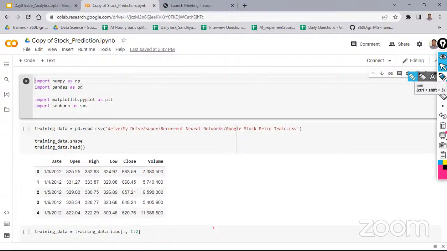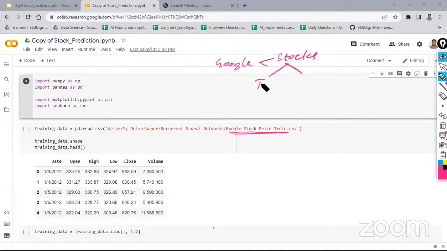So I hope you are able to see the screen. Okay, so we have a Google stock price dataset. We have taken the Google company and its stocks, and we have divided it into train as well as test. So why are we doing this?